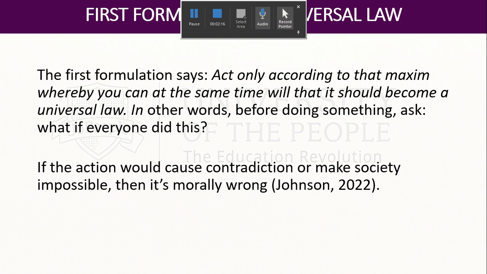The first formulation is called the universal law. The universal law formulation of the categorical imperative says that what you do should be able to become a universal law. This means before doing something, ask: what if everyone acted like this? If the answer leads to a contradiction or would make society impossible, then it's morally wrong.